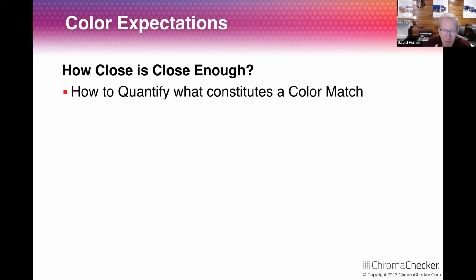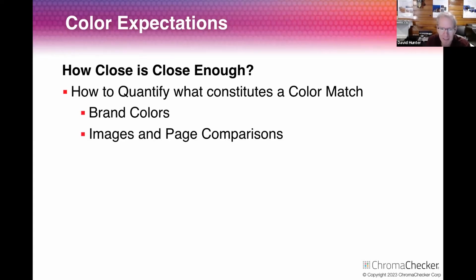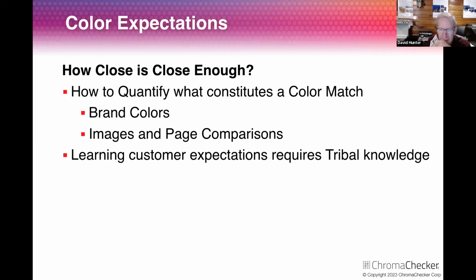So color expectations. How close is close enough? How do we quantify what constitutes a color match? So if I have a sample like this and a sample like this, when can we say they're a match versus not a match? It's typically very subjective, and we need to be able to treat brand colors differently than images and pages. So how do we go about doing that?